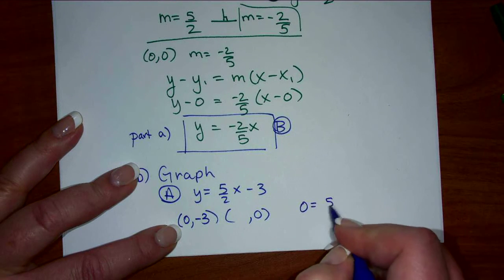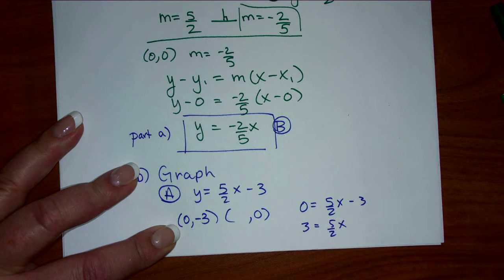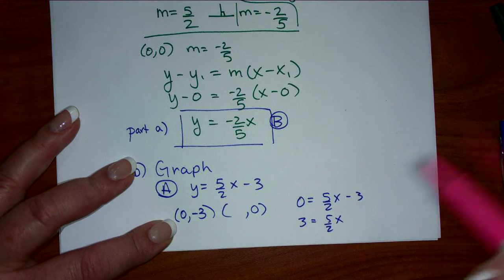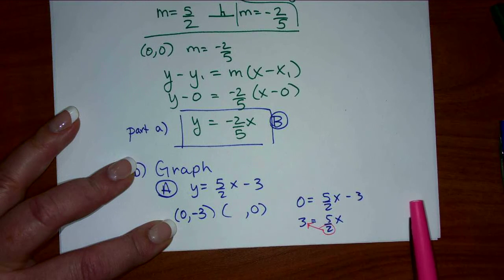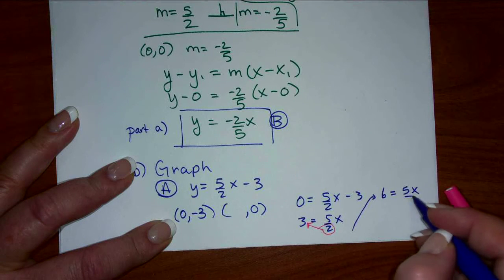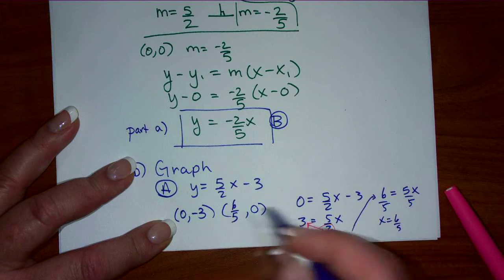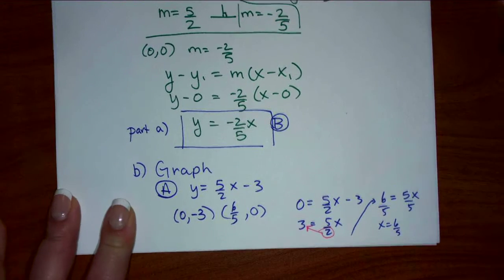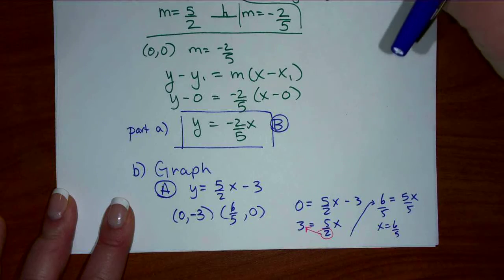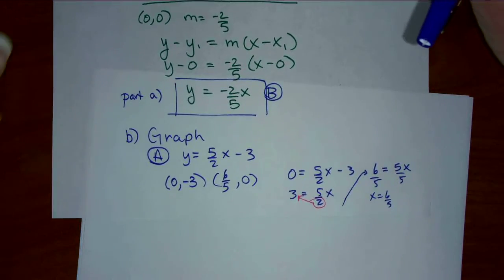Bring the 3 over. Then what? Cross multiply. So 6 equals 5x, and then divide both by 5. So x is 6 over 5. So there's 2 points for line A.